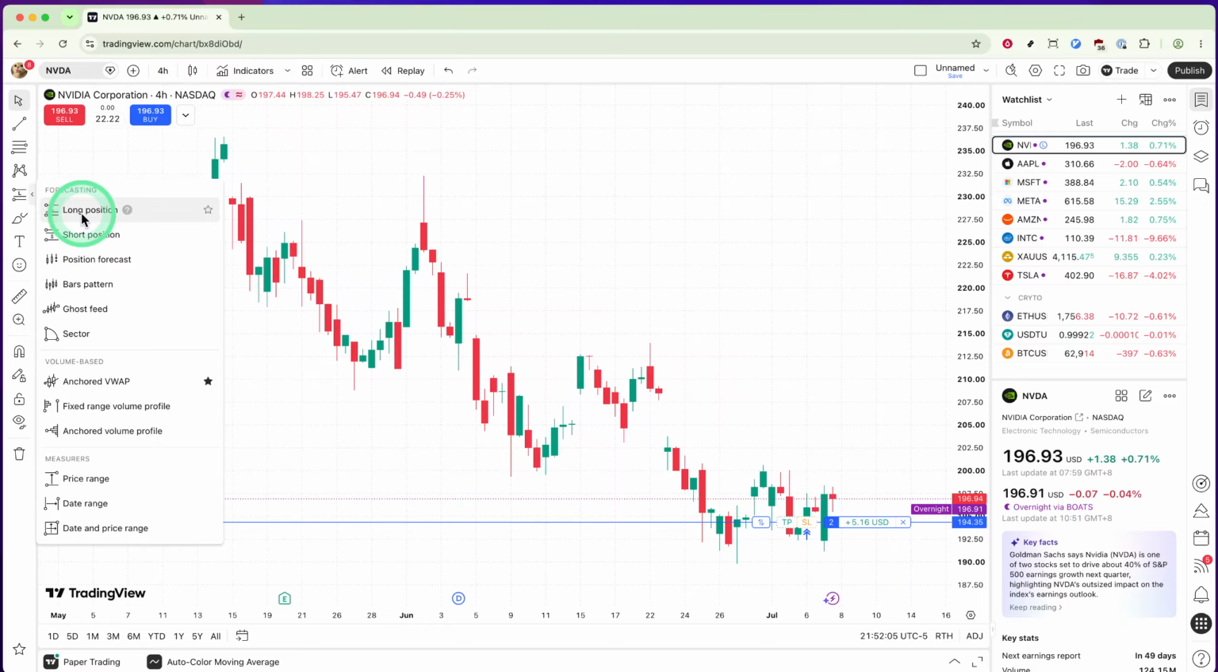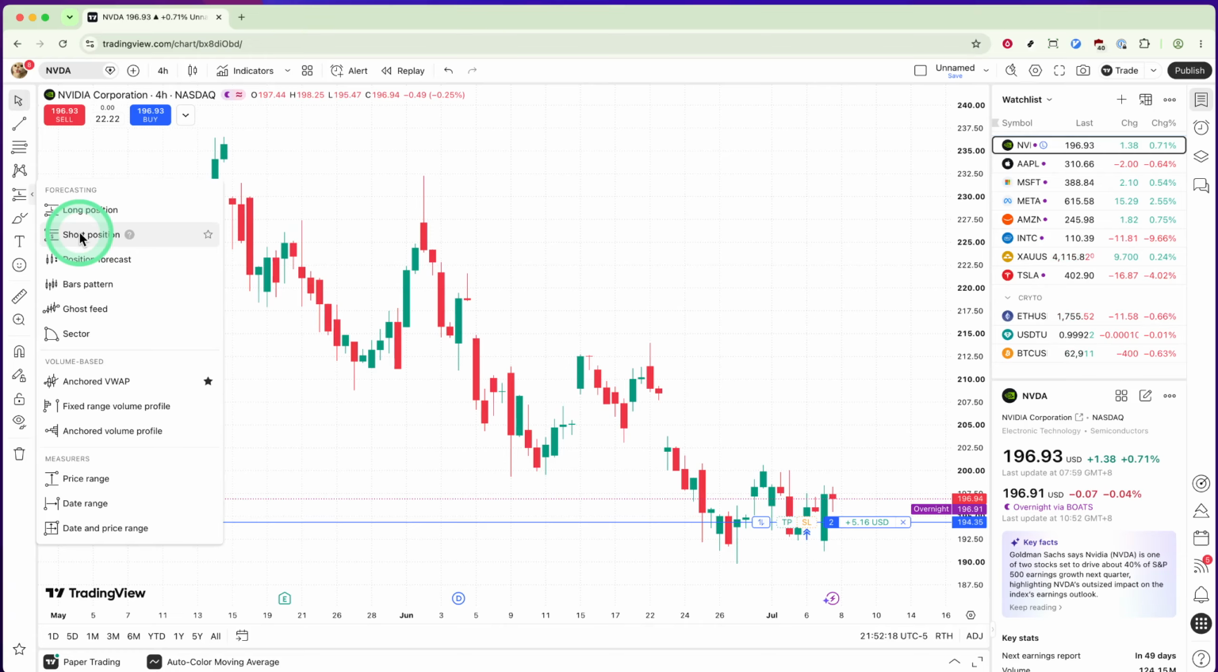Now, click on the menu to expand it. Here you'll notice two options related to positions, the Long Position tool and the Short Position tool. Choose the Long Position tool if your strategy involves buying and you expect the price to rise. Alternatively, select the Short Position tool if your plan is to sell and profit from a price drop. Picking the right tool is crucial because it sets up the framework for your trade.